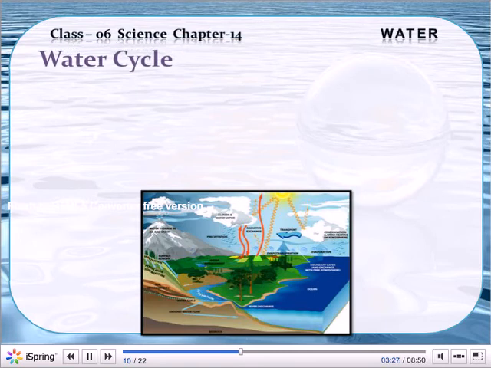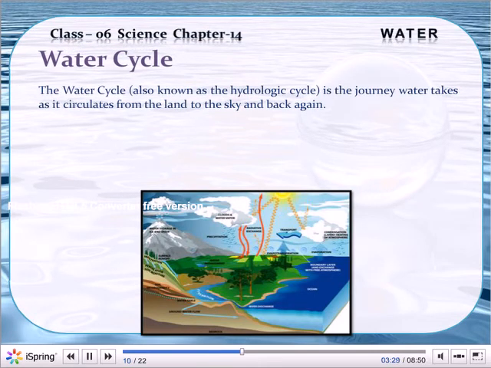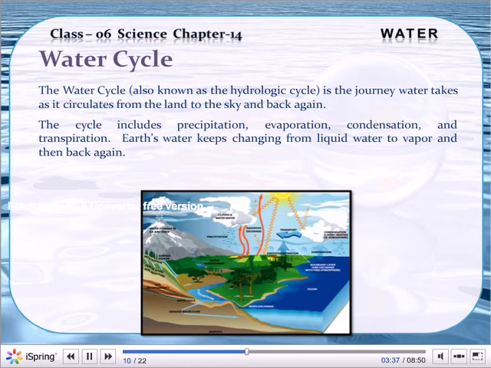Water cycle. The water cycle, also known as the hydrologic cycle, is the journey water takes as it circulates from the land to the sky and back again. The cycle includes precipitation, evaporation, condensation, and transpiration. Earth's water keeps changing from liquid water to vapor and then back again. This cycle takes place because of the sun's heat.